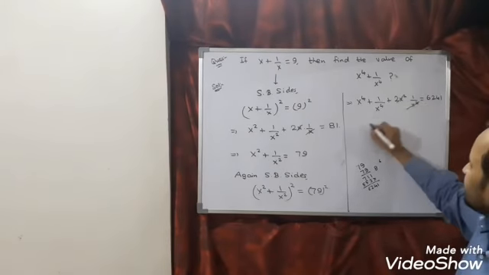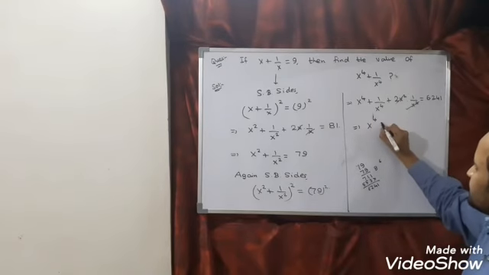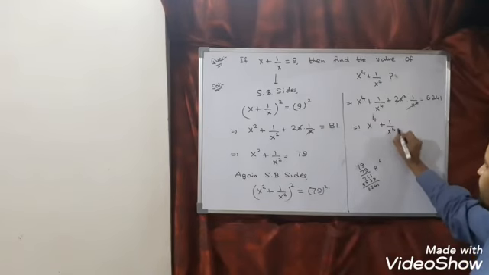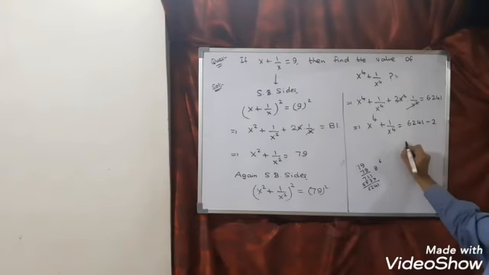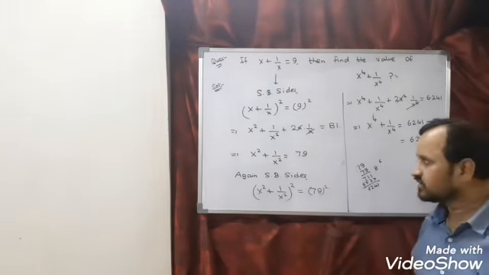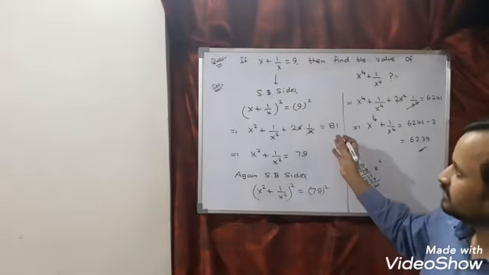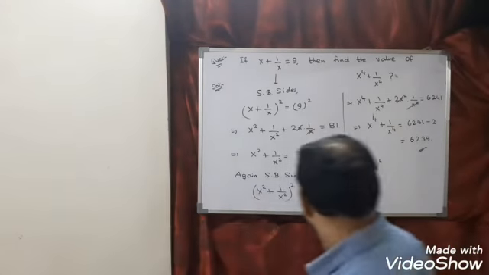Now x square cancels. So x to the power 4 plus 1 by x to the power 4 is equal to 6241 minus 2. So I think the answer of this question is 6239. So this is the required solution. In this question we did squaring 2 times. Let us see one more question.